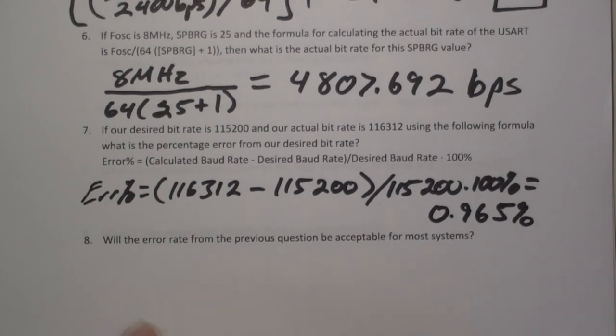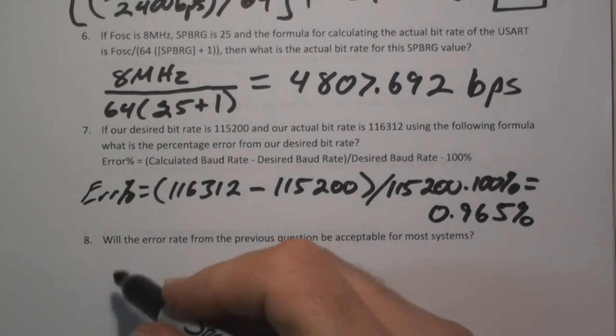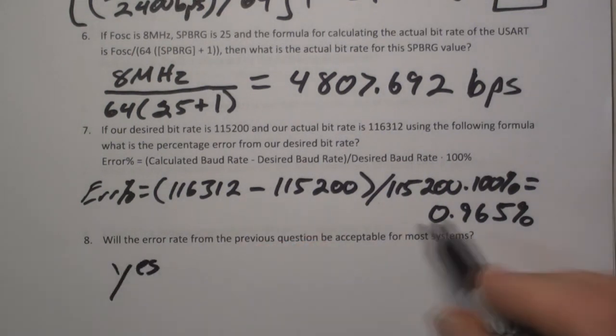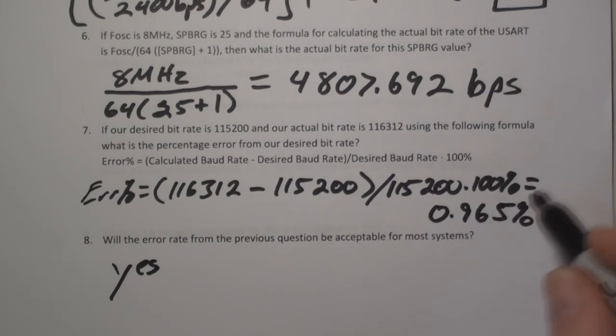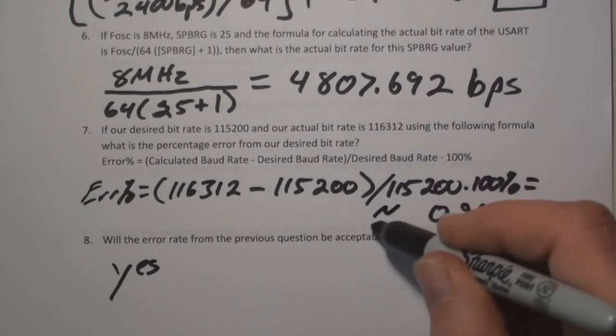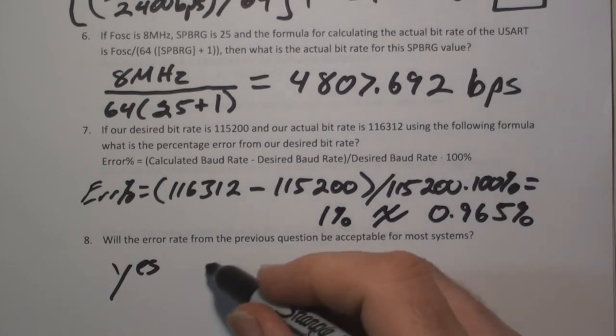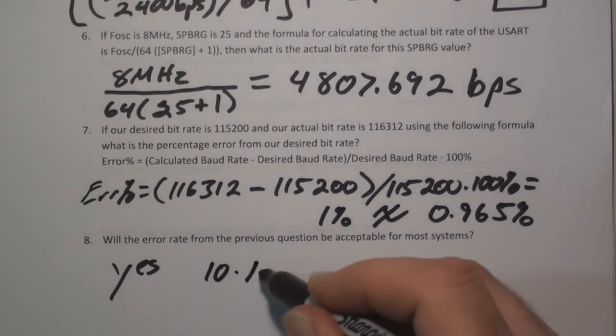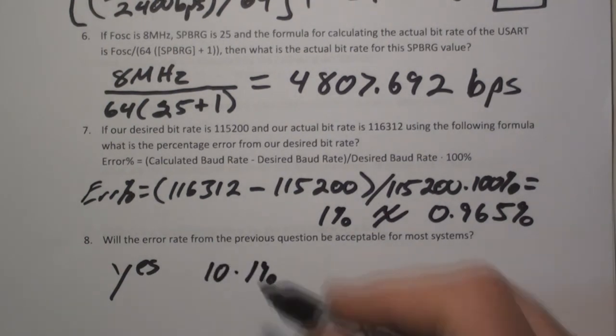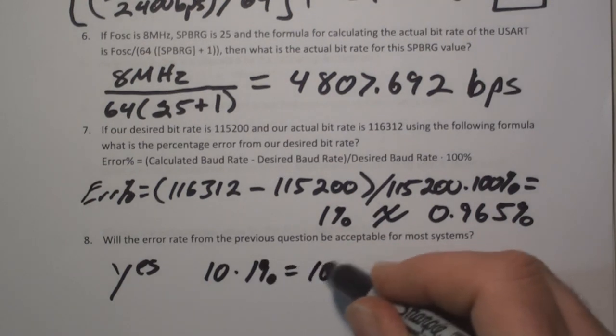And so it says, will the error rate from the previous question be acceptable for most systems? I'm going to say yes, because that's 1% error per bit. So it's about 1% error per bit. And so if we transmit 10 bits, 10 times 1%, because you get 1% error per bit, is going to be equal to 10%.